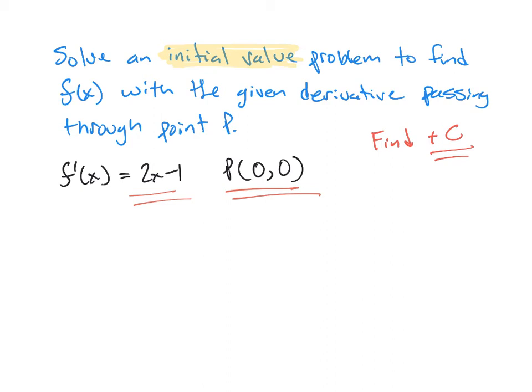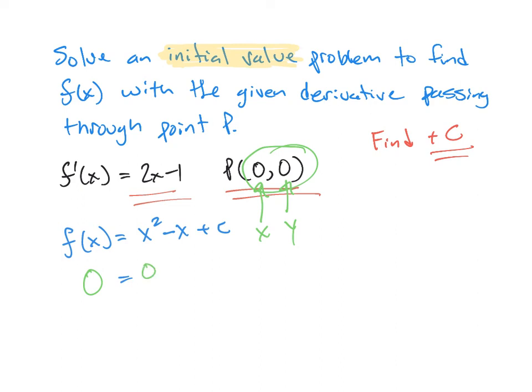So here's how this works. We start out the same way we did in the last problem. We find all possible functions. We already did that for 2x minus 1. That was x squared minus x plus c. And then we use this initial condition, the point 0, 0. We use that to solve for capital C. And here's how that works. This spot right here is an x-coordinate, and this spot right here is a function value, a y value. So I'm going to put the y value where the f of x is in the equation, and I'm going to put the x value where the x is in the equation.